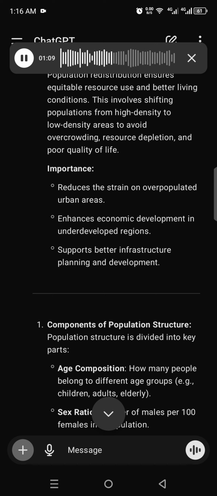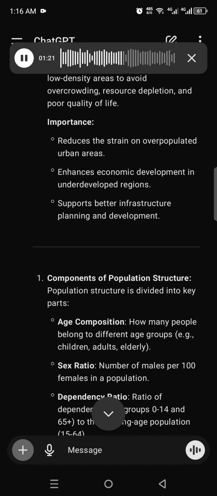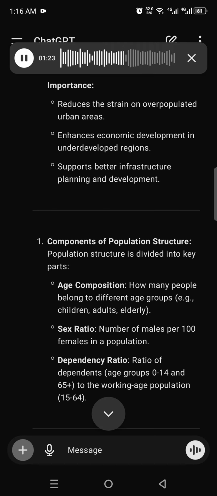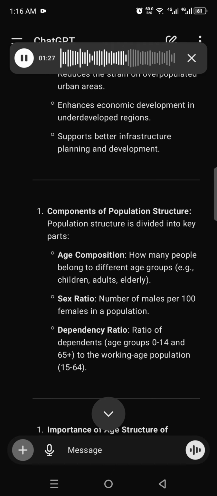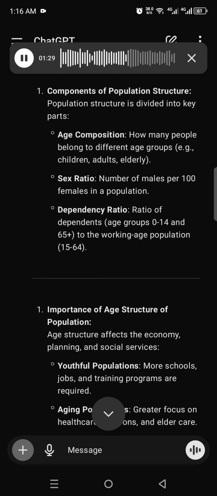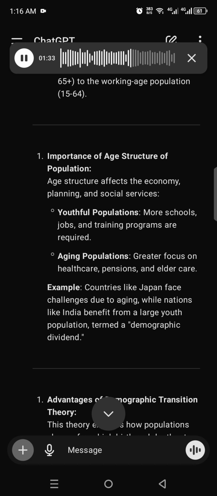3. Importance of age structure of population. Age structure affects the economy, planning, and social services. Youthful populations: more schools, jobs, and training programs are required. Aging populations: greater focus on healthcare, pensions, and elder care. Example: countries like Japan face challenges due to aging, while nations like India benefit from a large youth population, termed a demographic dividend.